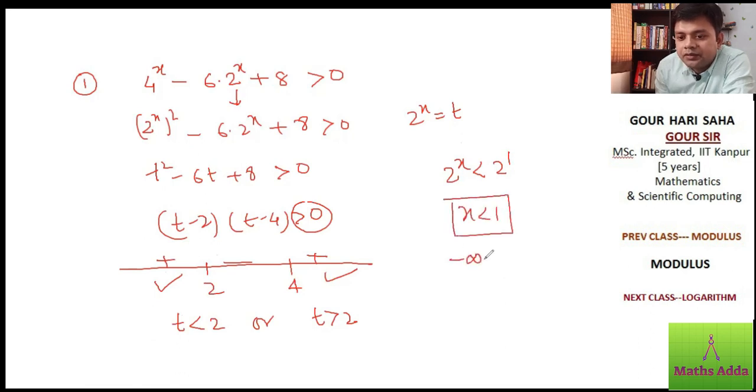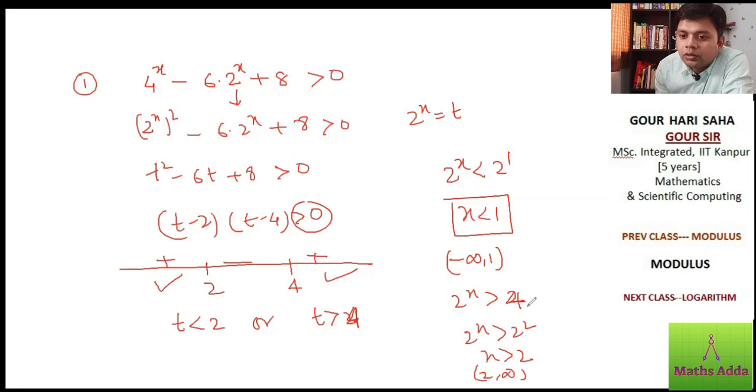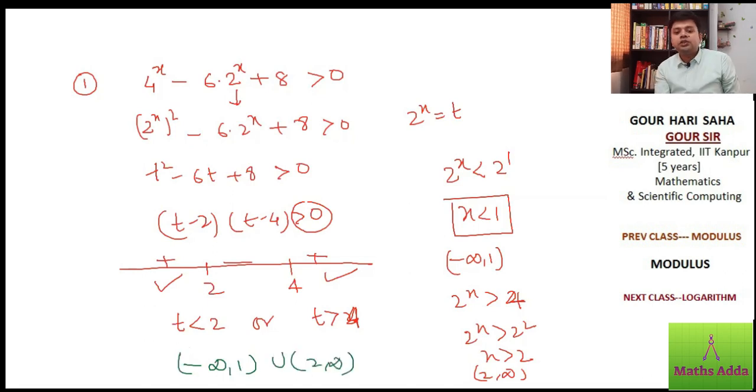That is minus infinity to 1. Second part is 2 to the power x is greater than 4. So 2 to the power x is greater than 2 to the power 2. So x is greater than 2. Answer is 2 to infinity. So final answer is minus infinity to 1 union 2 to infinity. This is how we solve inequality questions.